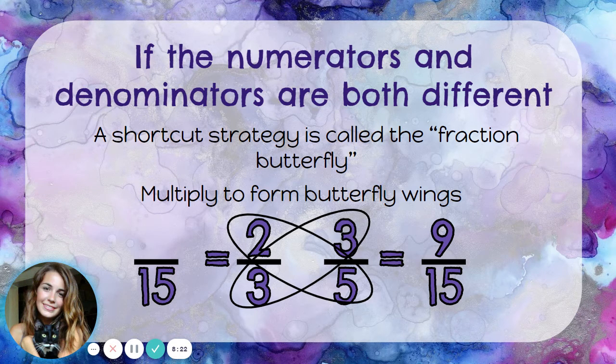Create another butterfly wing. That's 5 times 2, and that is 10. It comes out the top of the wing and over. 2/3 is equivalent to 10/15. Now we can easily compare. 10/15 is greater than 9/15, so 2/3 is greater than 3/5.